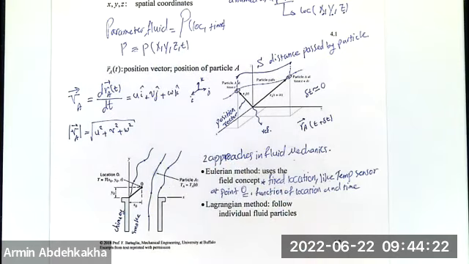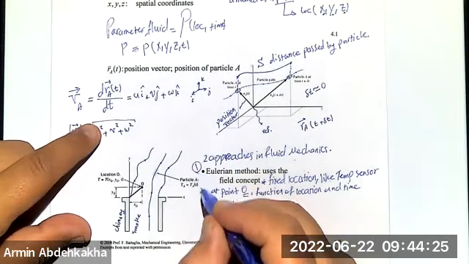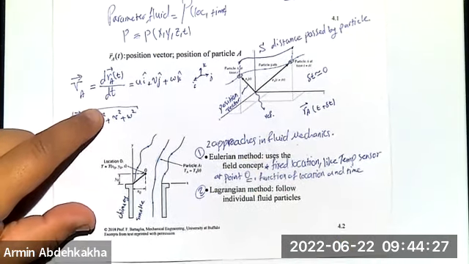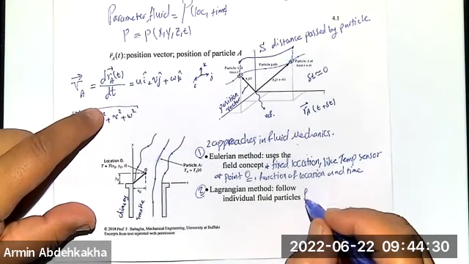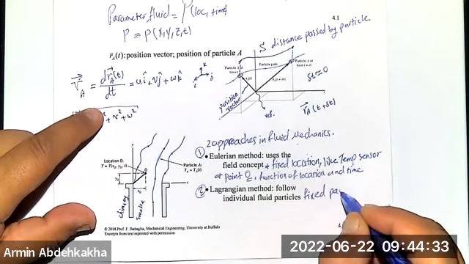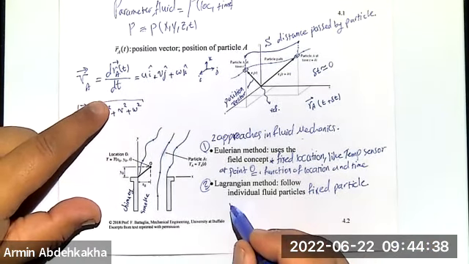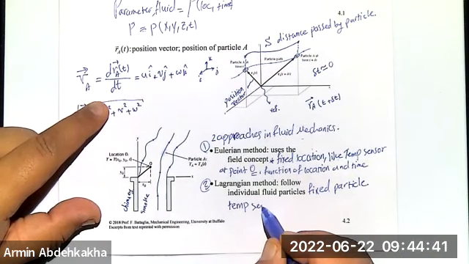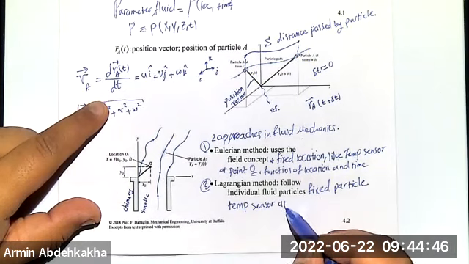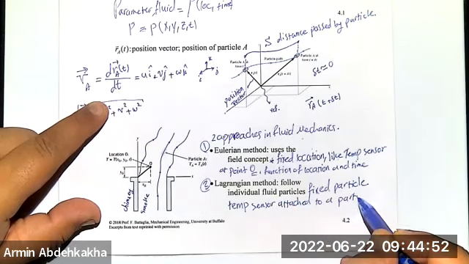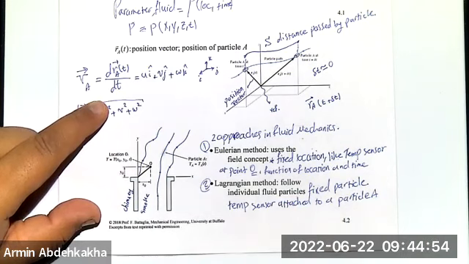Okay. If you choose the second approach, the Lagrangian approach, then you need a fixed particle. The fixed particle means putting a temperature sensor, attaching it to a particle. Okay, that's the particle. And it is a function of time, right?